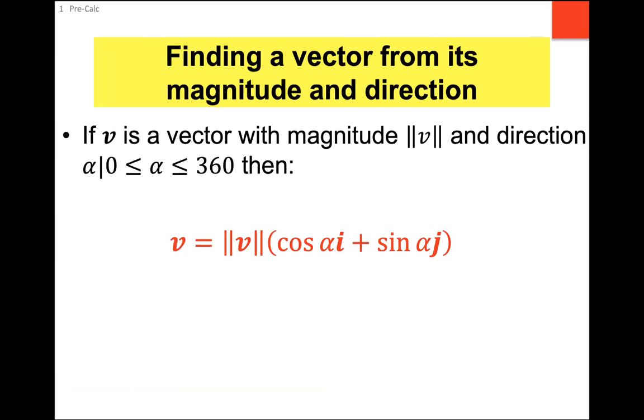So it says, if v is a vector with a magnitude of v and a direction of alpha, and we're going to consider it somewhere between 0 and 360, then we can calculate its coordinates by simply taking its magnitude and multiplying it by the cosine of alpha i plus the sine of alpha j. Distribute the magnitude back to the inside. I'll give you a second to write that down, and then we'll do a couple examples.